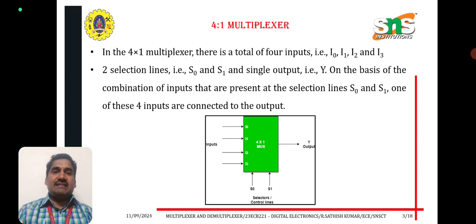Two selection lines S0 and S1 and a single output Y. On the basis of the combination of inputs present at the selection lines S0 and S1, one of these 4 inputs is connected to the output. This is the basic block diagram of the 4:1 multiplexer. Inputs I0, I1, I2, I3, selection lines S0 and S1, which produce the output Y.